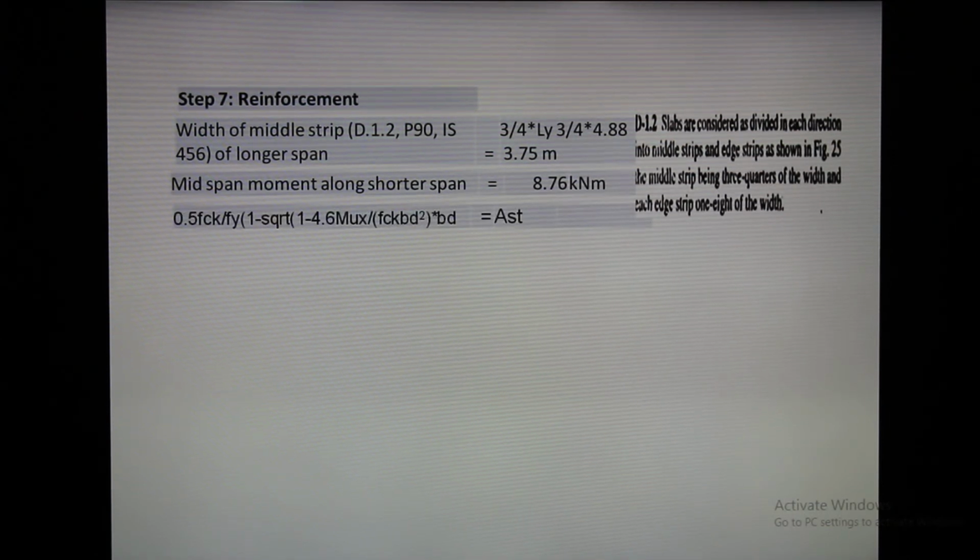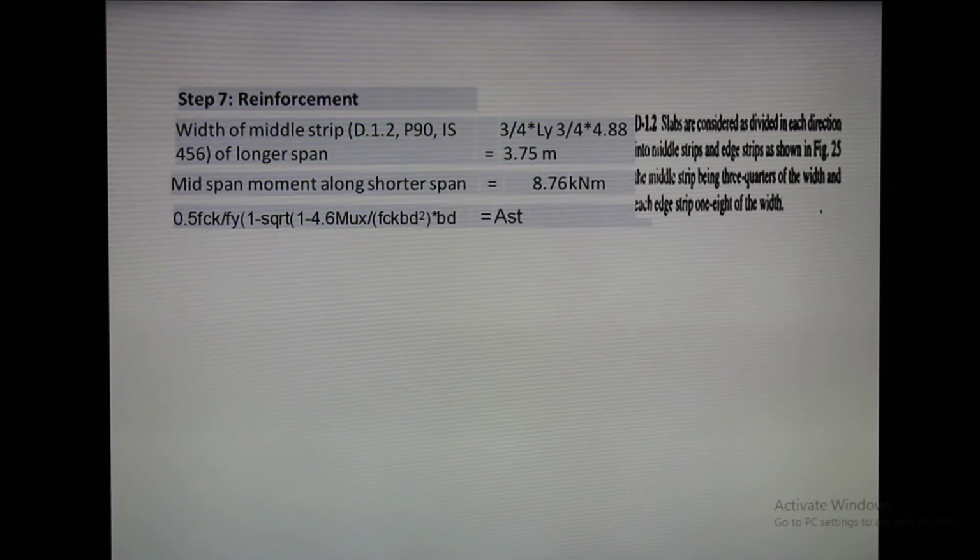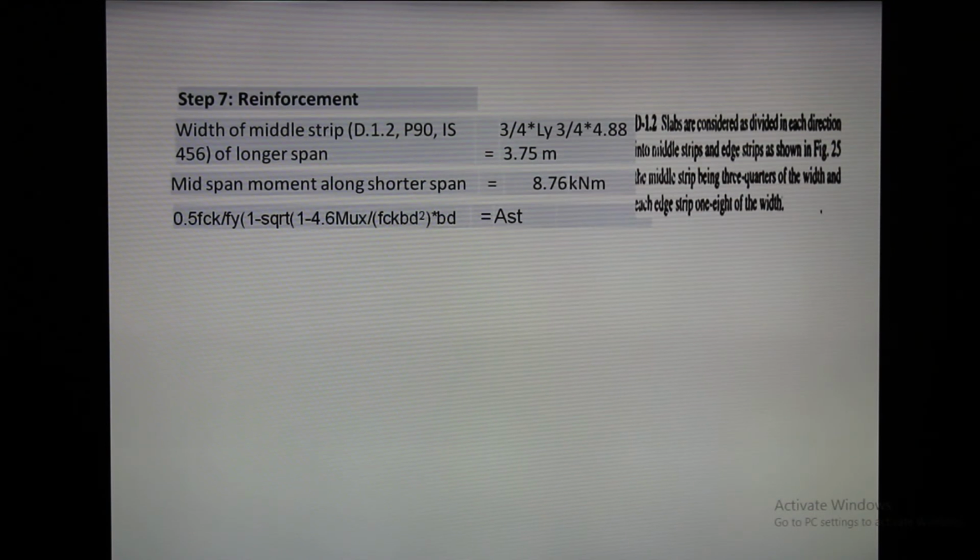So this is the reinforcement formula, the general formula for reinforcement: 0.5 fck by fy into 1 minus square root of 1 minus 4.6 Mu divided by fck bd square, into bd, that is equal to Ast. We will get the Ast now after substituting the values. So now I am substituting all the values here. I am getting 214.172 mm square.